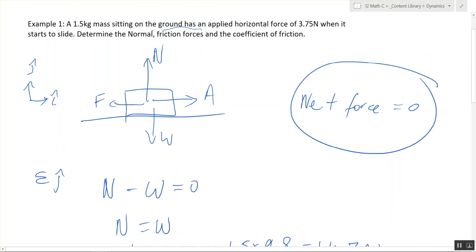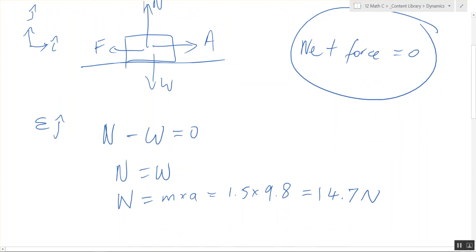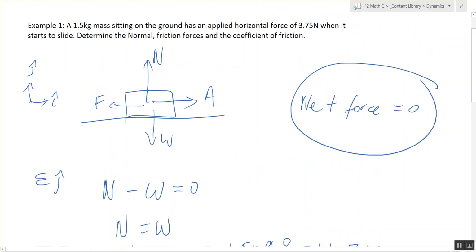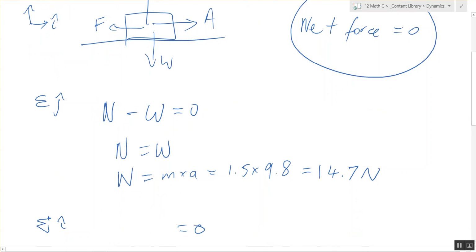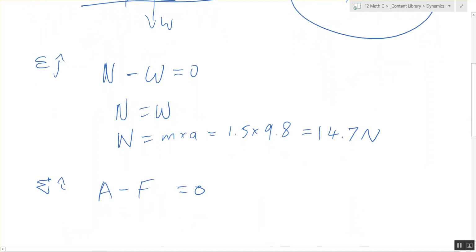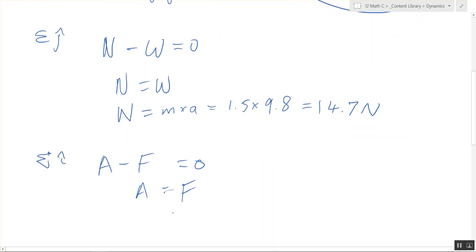What's the next one? Friction. So what do we do? Sum the i's. Sum up the i direction. Because the net force is 0, they all add to 0. What's going in the i direction? Applied and friction. So applied equals friction. What's the applied force? 3.75 newtons. So we're all done.